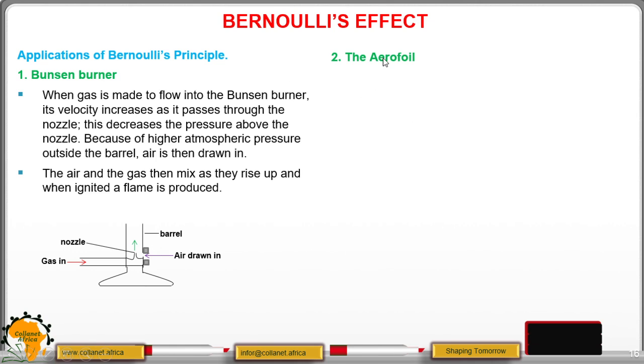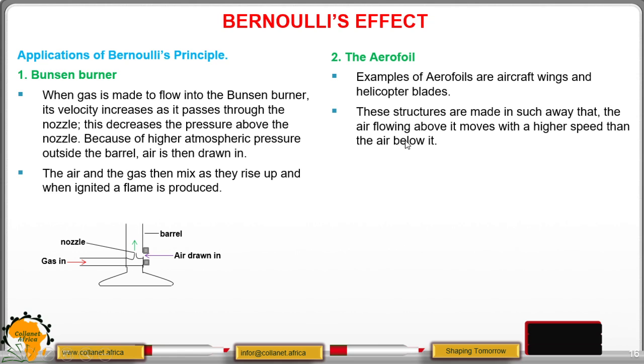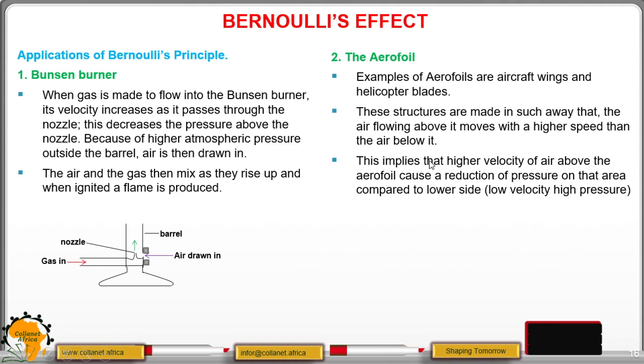The aerofoil. Examples of aerofoils are aircraft wings and helicopter blades. These structures are made in such a way that air flowing above it moves with higher speed than the air below it. So the point is, you are creating regions of low pressure and regions of high pressure. This implies that higher velocity of air above the aerofoil causes a reduction of pressure on that area compared to the lower side, where we have low velocity, therefore high pressure.